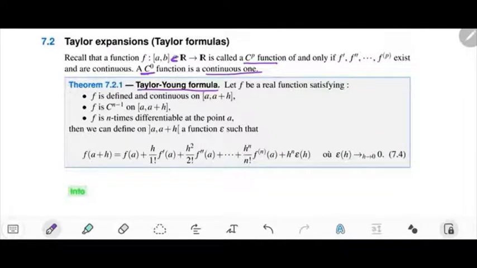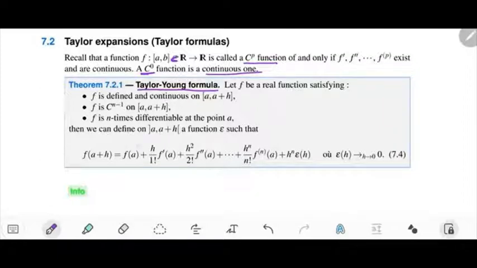If I take f as a real function such that f is defined and continuous on an interval containing a and a plus h, it's C n minus 1 on that interval, so it has at least n minus 1 continuous derivatives, and f is n times differentiable at the point a, so it's not only C n minus 1, it has an nth derivative which might not be continuous, not necessarily.